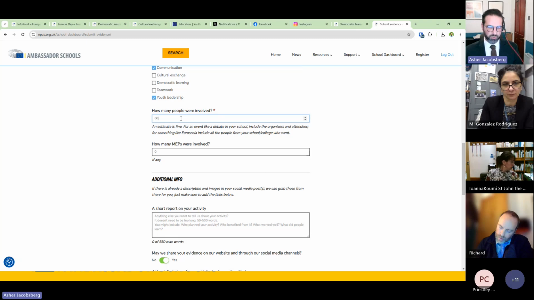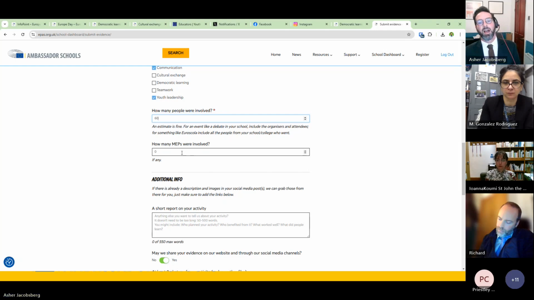How many people were involved? Fairly straightforward question. How many MEPs were involved? Now, as the UK is no longer in the European Union, very often it's fairly seldom that we have members of the European Parliament involved, but occasionally we will. We bring over MEPs from the European Union, and you may be going over there to visit them. So it's part of the criteria that the European Parliament Liaison Office would like to know is, were there any MEPs involved in your event? So that's what that question is about.